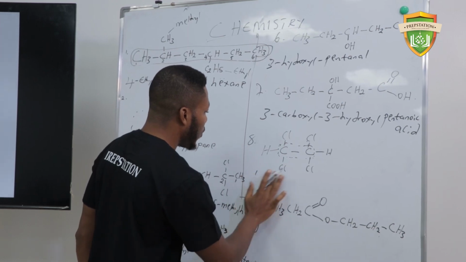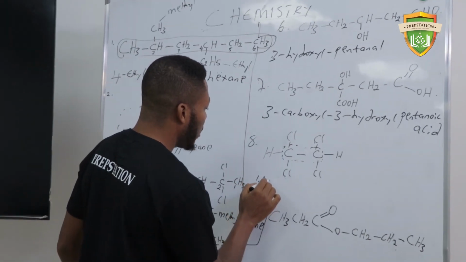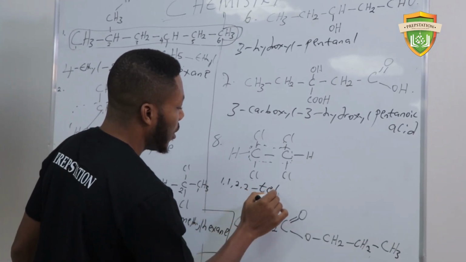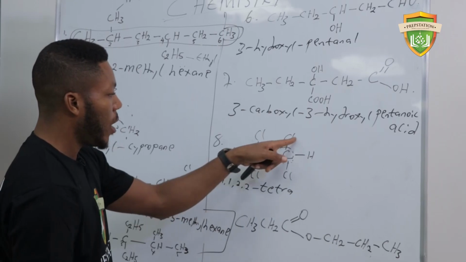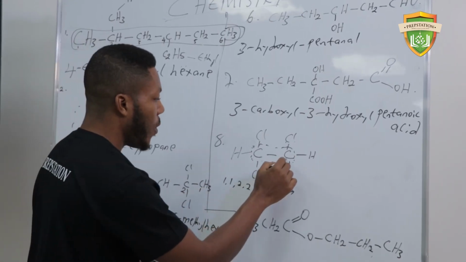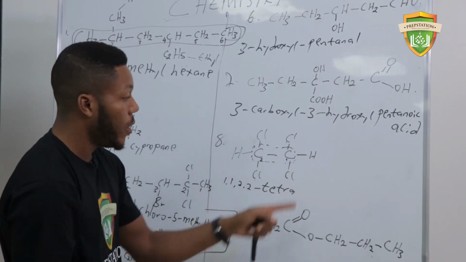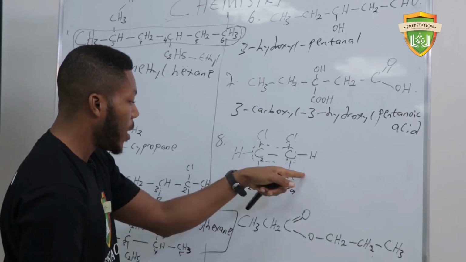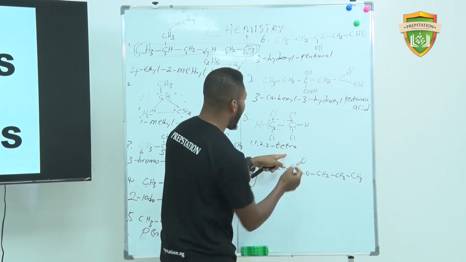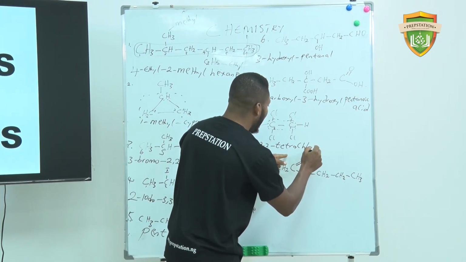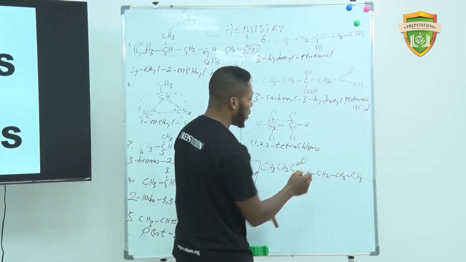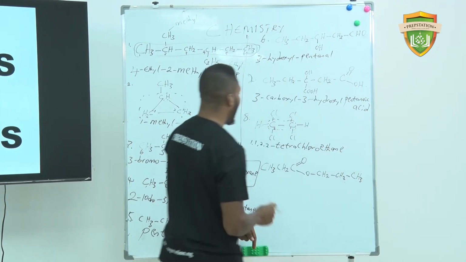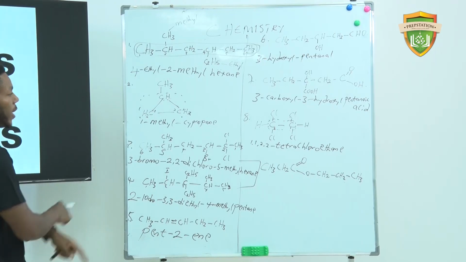Substituents. This is 1, 2, 3. No, not 2. It's 1, 1. 1, 1, 2, 2. Tetra. Tetra means 4. 1, 1. If you start from here, 1. Start from here, 2. So anywhere, 1, 1, or it can be 1, 2, anywhere. 1, 1, 2, 2, tetrachloro. Parent hydrocarbon is what? Is ethane. So we have 1, 1, 2, 2-tetrachloroethane.